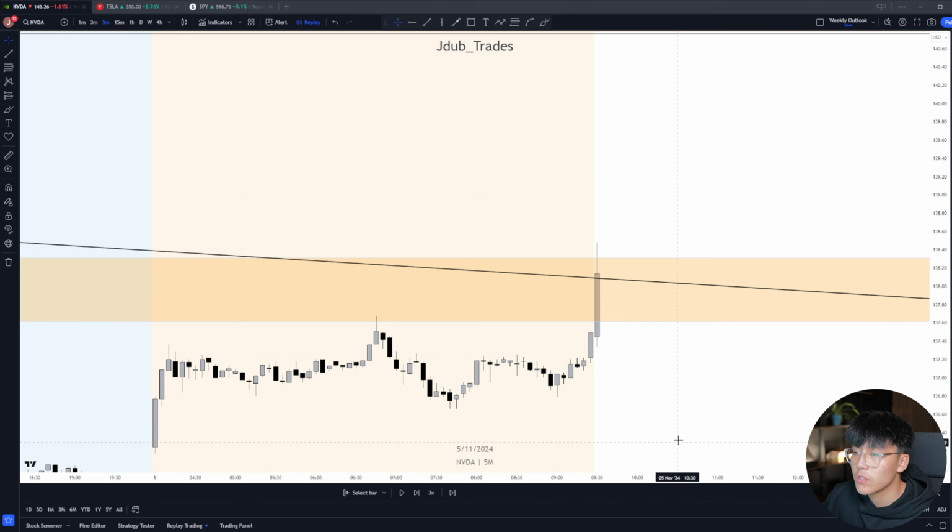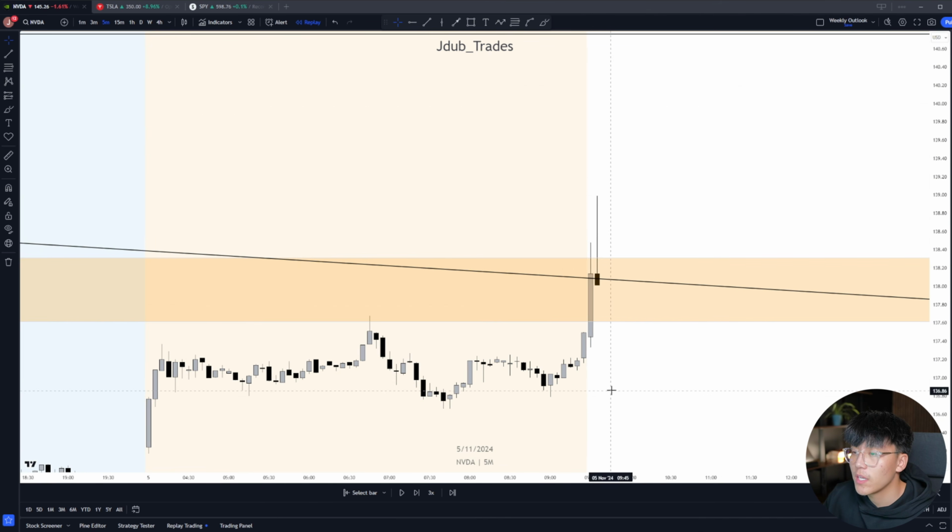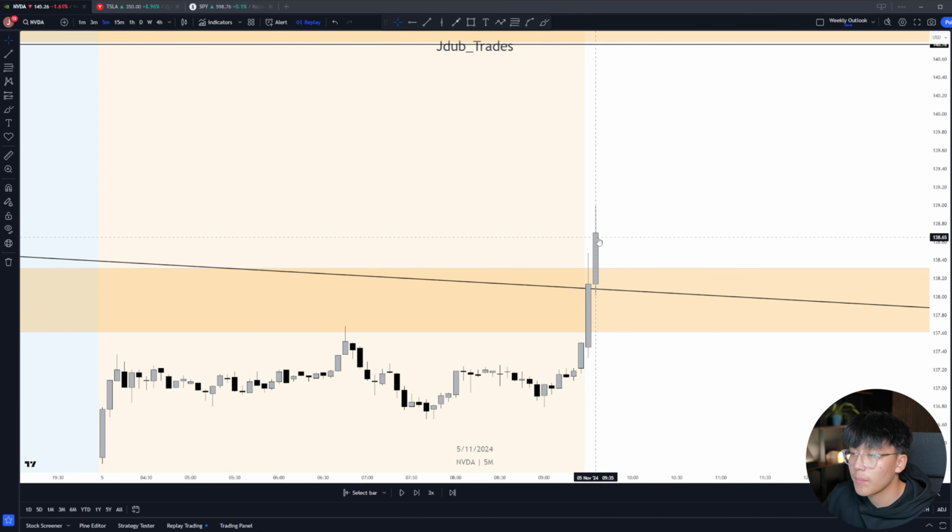You can see that coming into market open on the lower time frames, we're trying to break above this 5-minute opening range. You can see on the very next candle, we're breaking above this key area. So now we can go into the lower time frames.